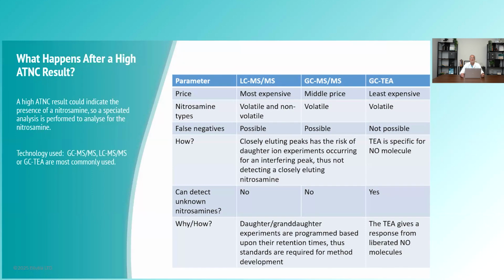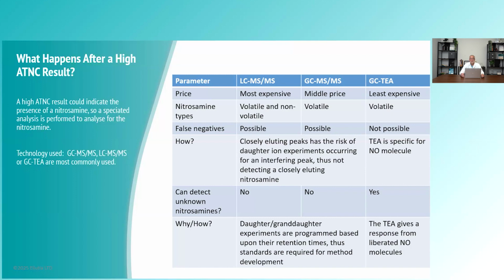What does a high ATNC result mean? It could indicate the presence of one or more nitrosamines. What are the typical instruments used to perform speciated analysis? Now, the FDA has determined that NDMA can be formed in the inlet liner of GCs, making LC analysis more desirable, though not enforced. However, LC-MS/MS is the most expensive of these techniques.